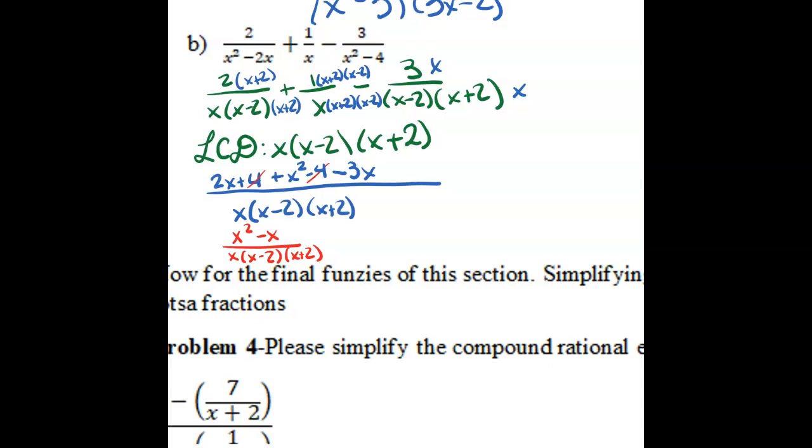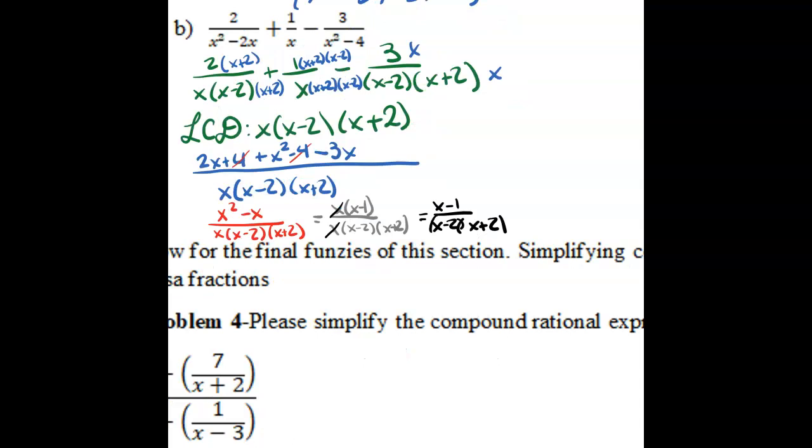Because I'm looking up top and I'm saying, okay, I've got a greatest common factor of an x up here, so let me factor that out. Alright, so factoring that out, I should see that my x and my x cancel out, leaving me with just x minus 1 over the quantity x minus 2 times the quantity x plus 2. So altogether now, distributing this out, I should just get x minus 1 over x squared minus 4. Alright, that problem's done.